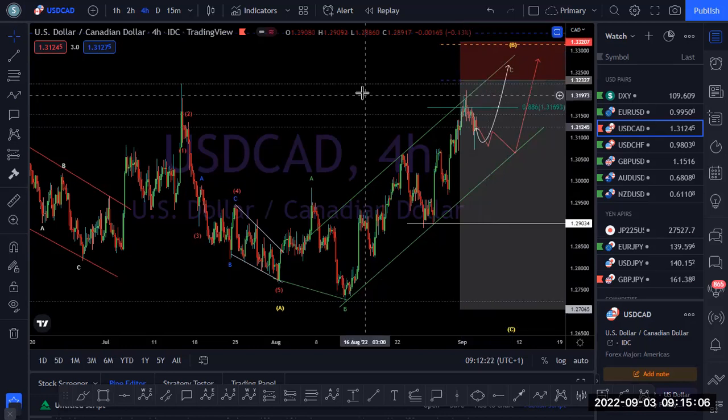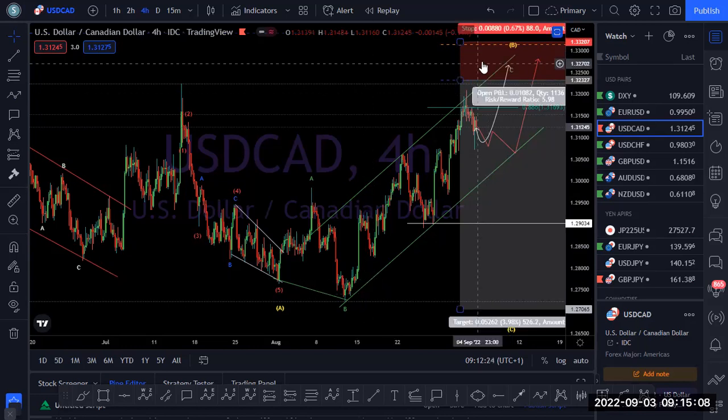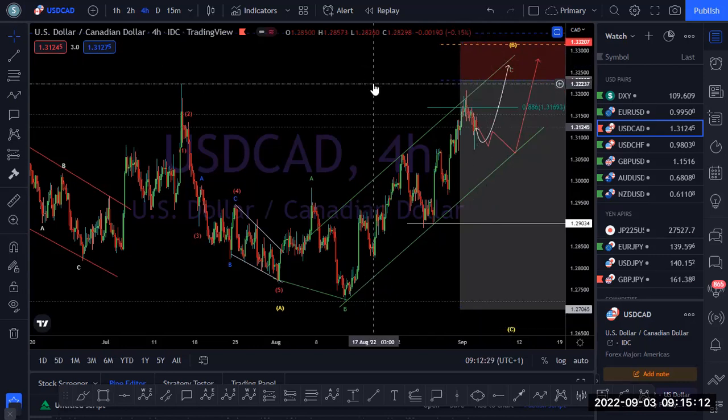So don't make a mistake of, when price enters there, you just buy or sell. No, I don't do that. I'm showing you the area I'm expecting reversal. That is a setup.